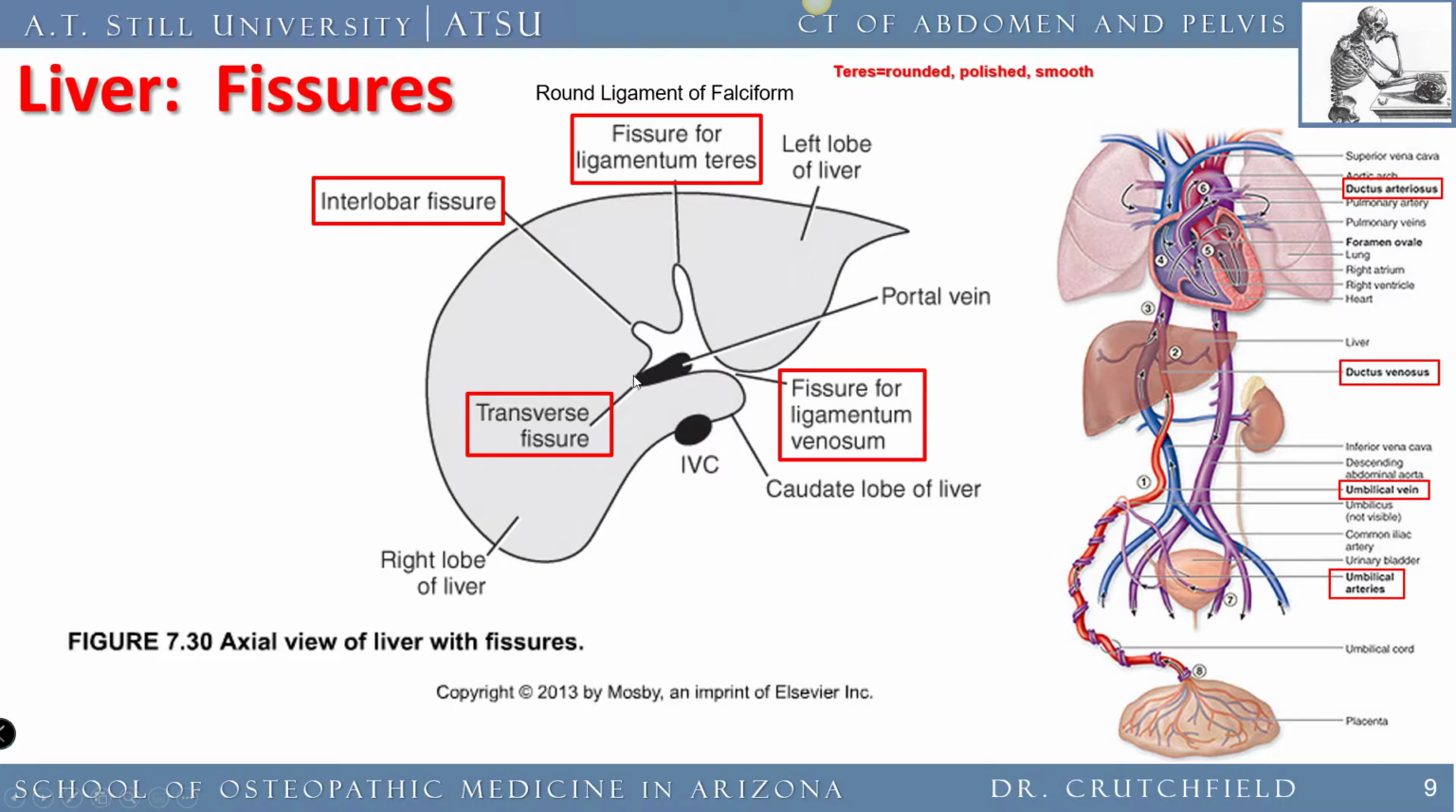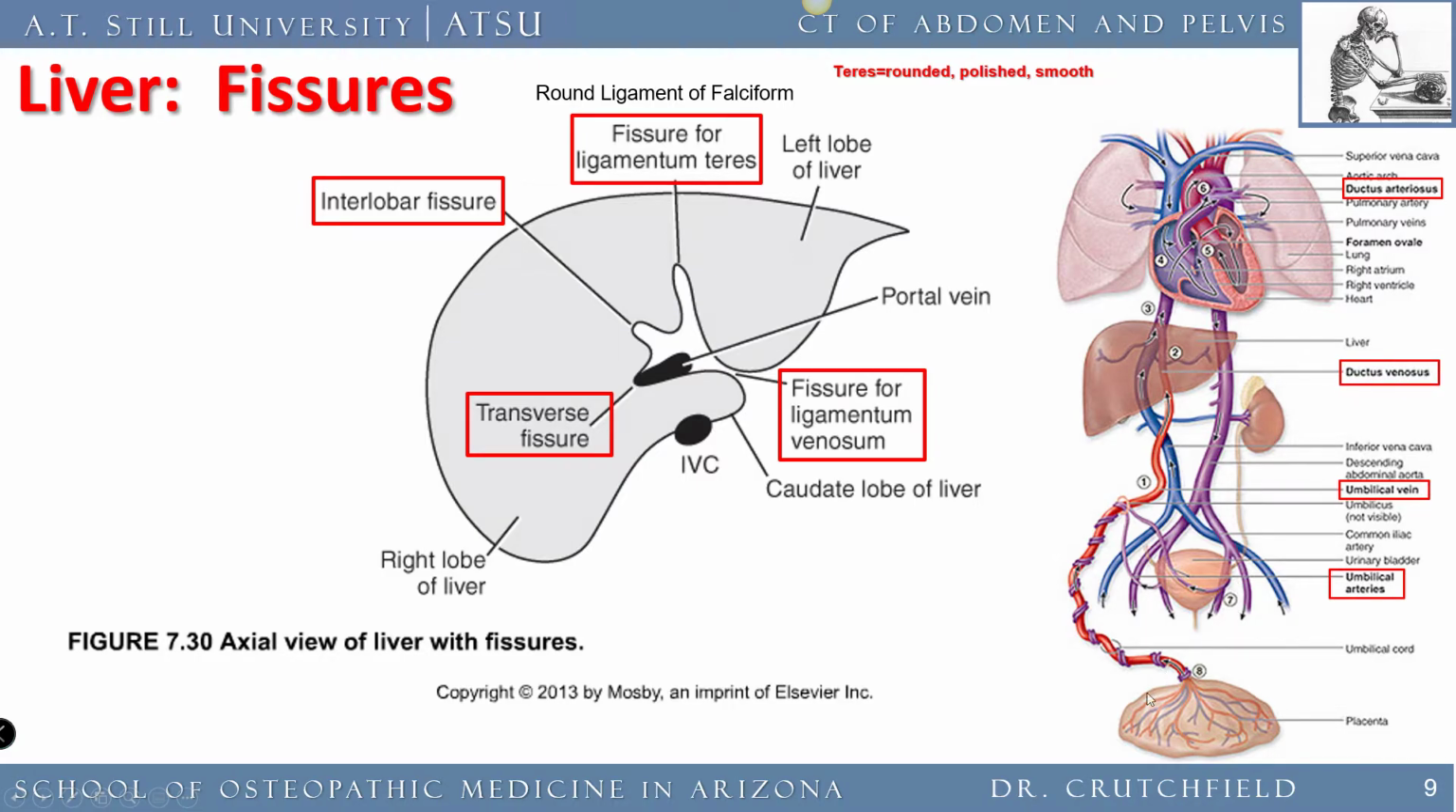So transverse fissure, interlobar fissure, and the fissure for the ligamentum teres, which again, teres means round. So the round ligament of the falciform ligament, this is its fissure. And then the fissure of the ligamentum venosum, over here in portal circulation, it comes from the ductus venosus.